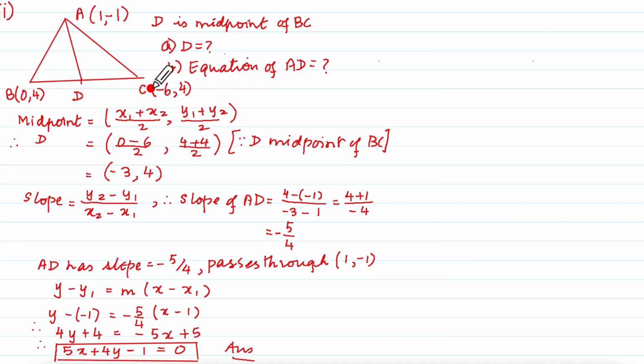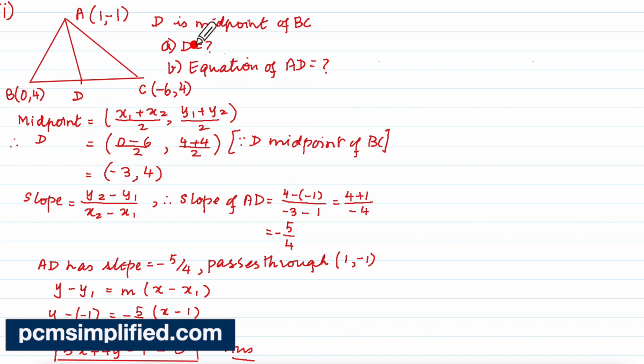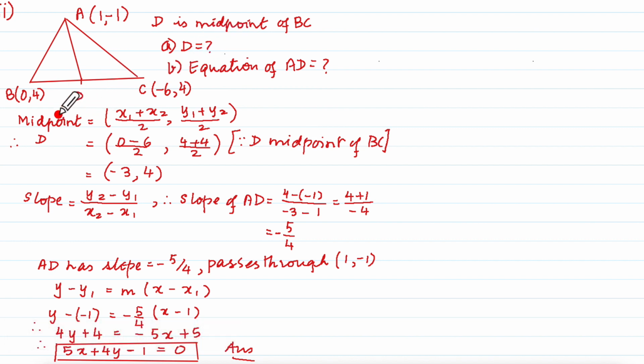So we'll first show the diagram here. Write the coordinates of A, B and C, and your D is the midpoint of BC. Now since we want the coordinates of D, we'll use the midpoint formula. Everyone knows this midpoint formula. We substitute here and we get the value here. Minus 6 upon 2 is minus 3 and 8 upon 2 is 4. So we'll write over here minus 3, 4, which is the coordinate of D. And this becomes our first answer, rather answer A.